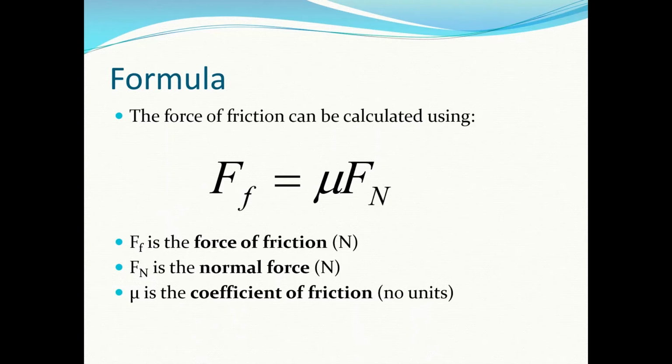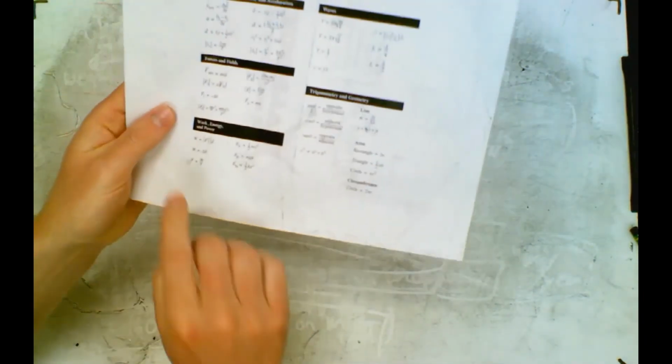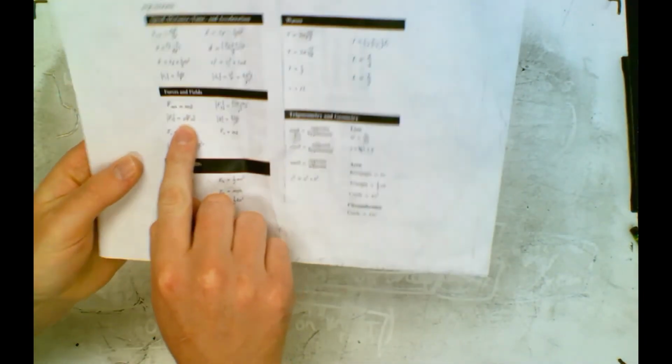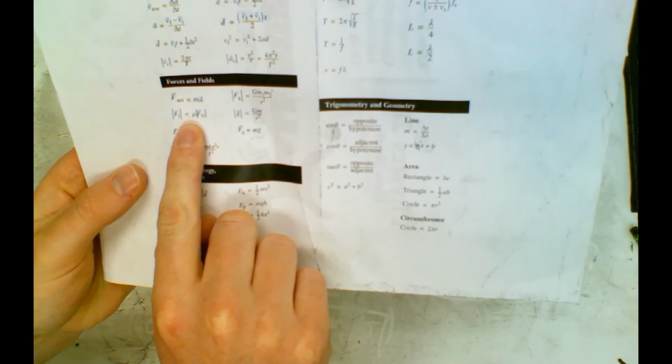So this formula can be found on our formula sheet. Oops, where did I put that formula sheet? So because it's a force, it's under here, and it's just a second one there. Force of friction equals mu Fn.